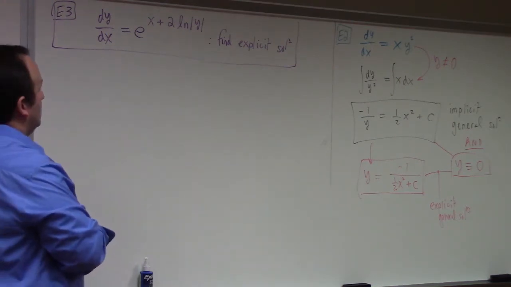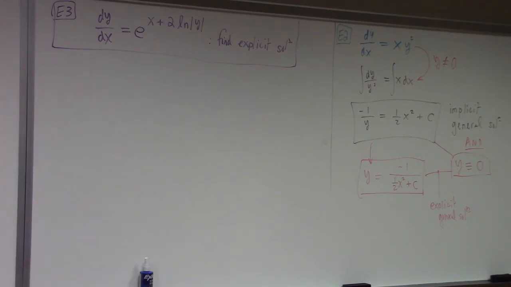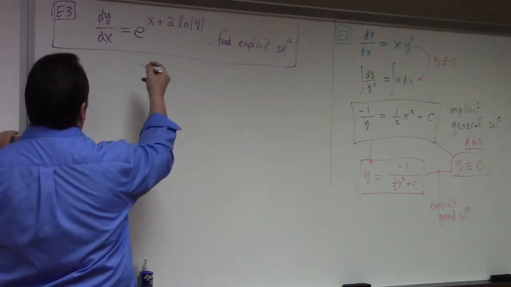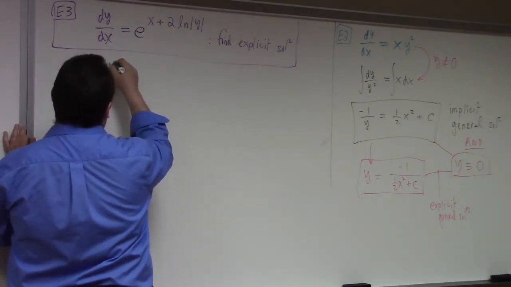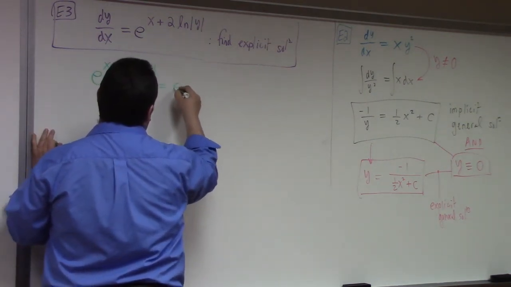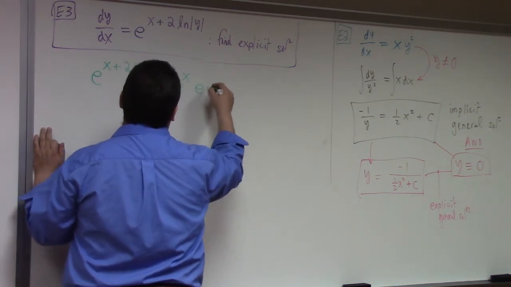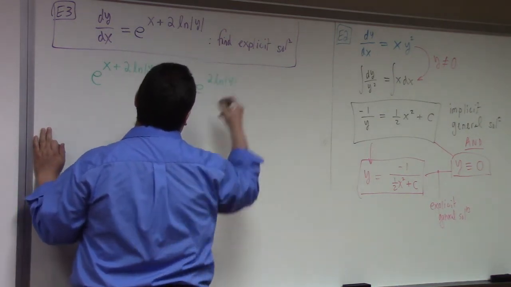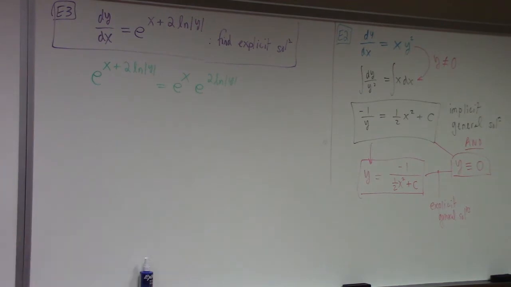All right, so at first glance, it doesn't look separable, right? Because it doesn't look like we've got a product of a function of x and a function of y. So what's in our way here? An algebra step, right? So we need to know that e to the x plus 2 natural log the absolute value of y is equal to e to the x times e to the 2 natural log the absolute value of y, right? Properties of exponents. How about 2 times the natural log of the absolute value of y?